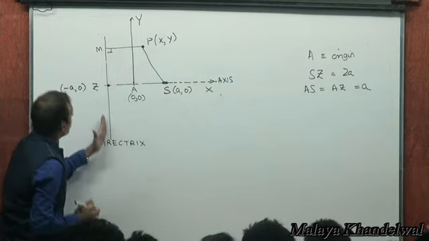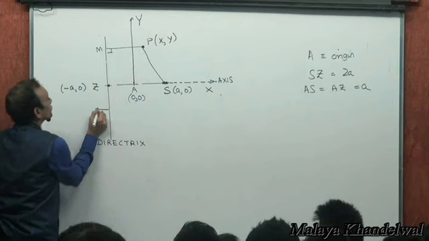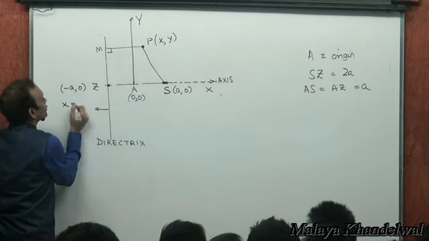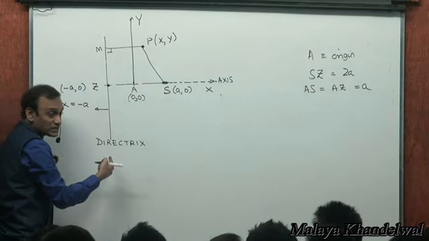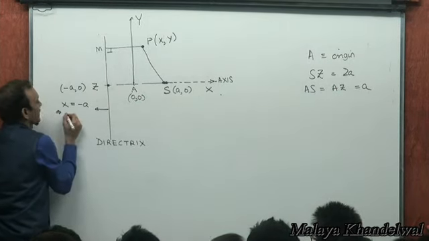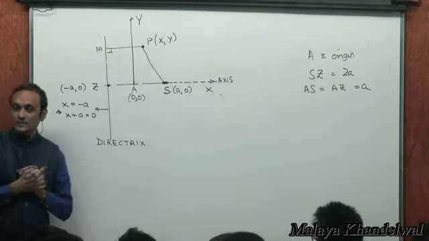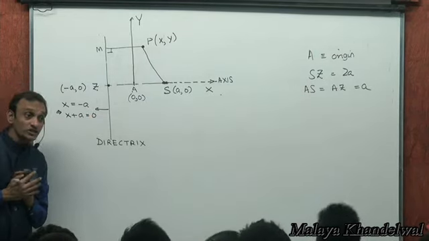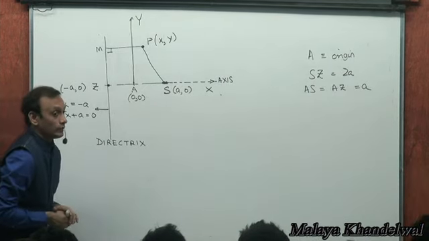This is a line parallel to the y-axis, and therefore its equation is going to be x equal to minus A for all points on this line, the equation of the directrix. Which means x plus A equal to 0 is the equation of the directrix in this case. Make sense?